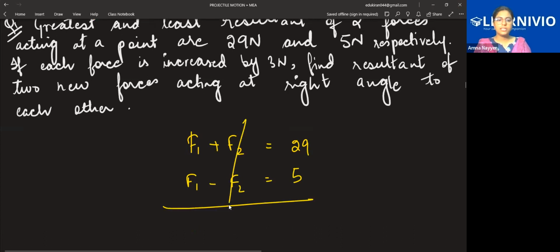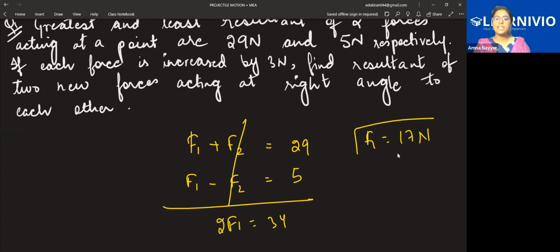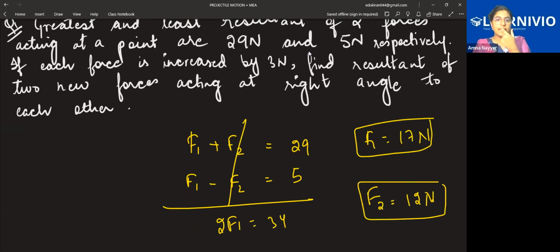Now let us solve this. This gets cancelled. This is 2F1 equal to 34. So here we have F1 as 17 Newton, one value of force we have, and the second value F2 we have as 12 Newton. Now this is just the first line, right? Greatest and the least values of the forces are these.